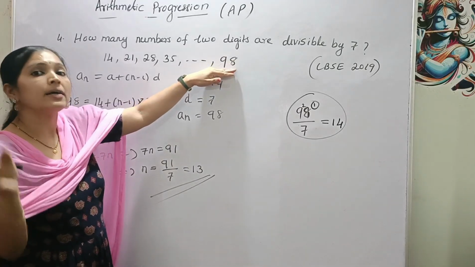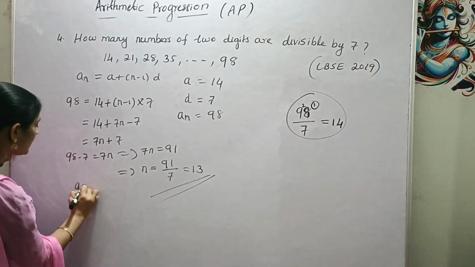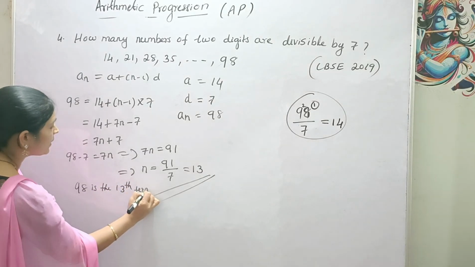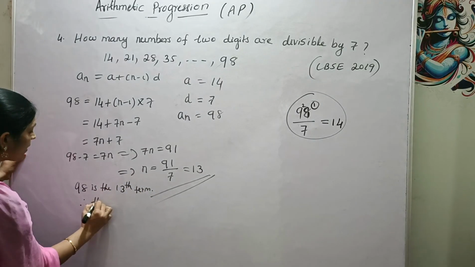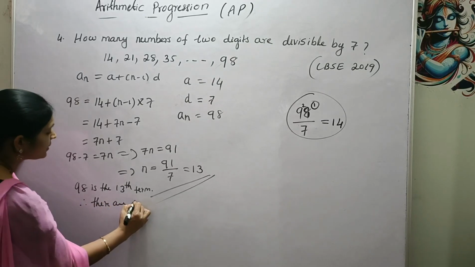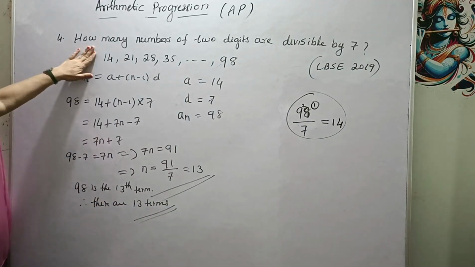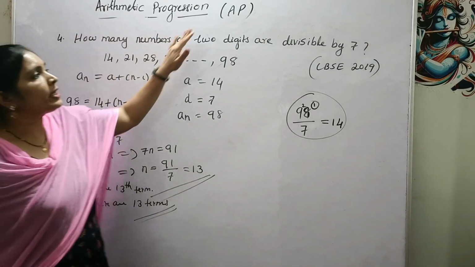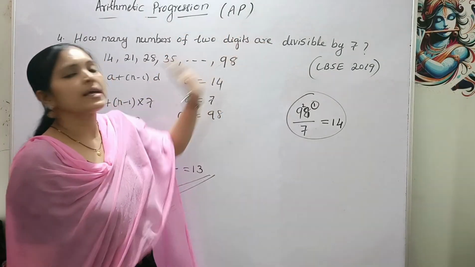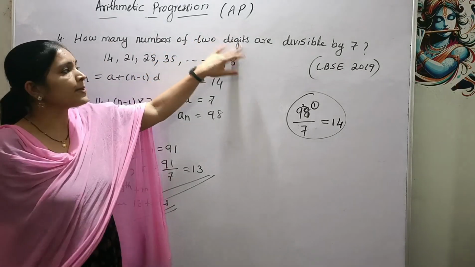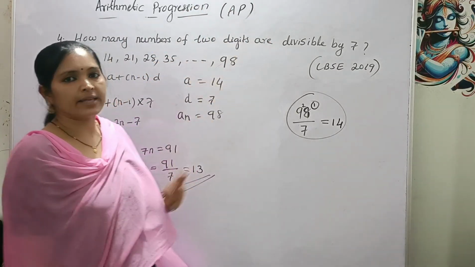98 is the 13th term. Therefore, there are 13 terms. That means there are 13 two-digit numbers which are divisible by 7.